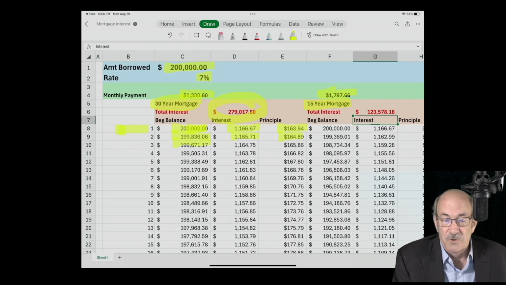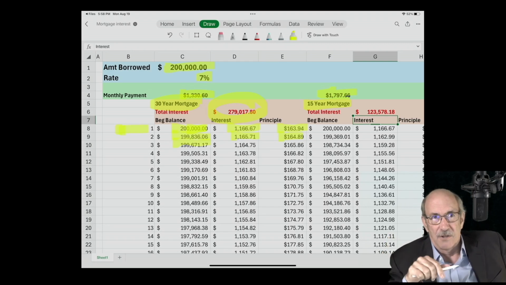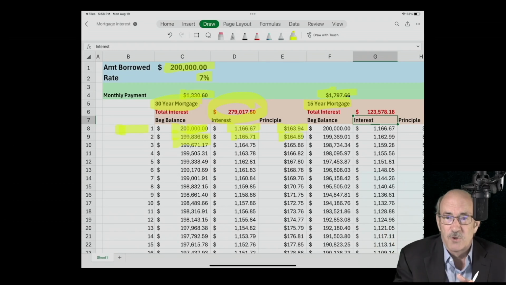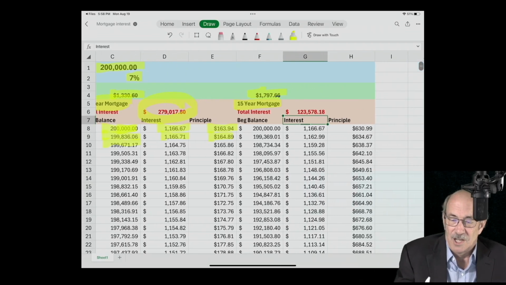$1,797.66, or almost $1,800. So you might say, well, gee, that's almost $500 more per month, and you're absolutely right there. And that's not an inconsequential amount of money, but look at this. I do that same amortization table. I've got a beginning balance of $200,000. I have a payment of $1,800.